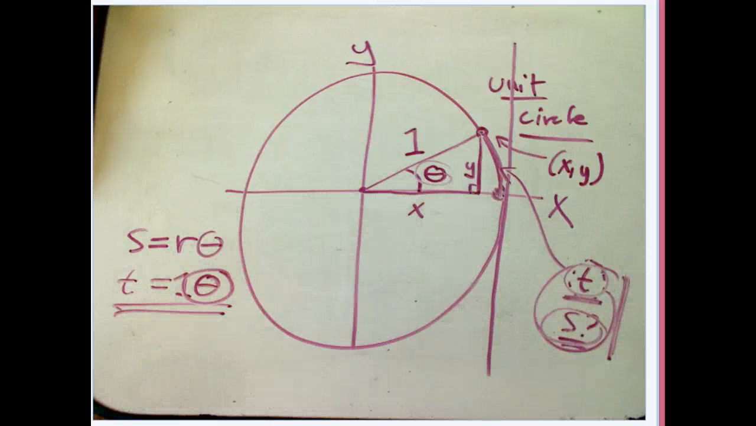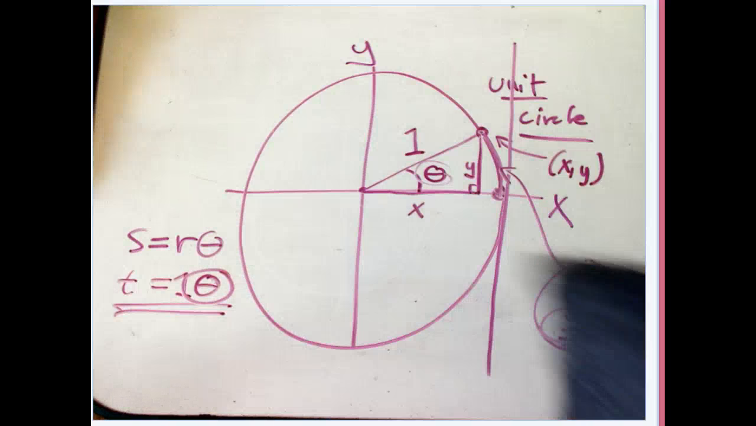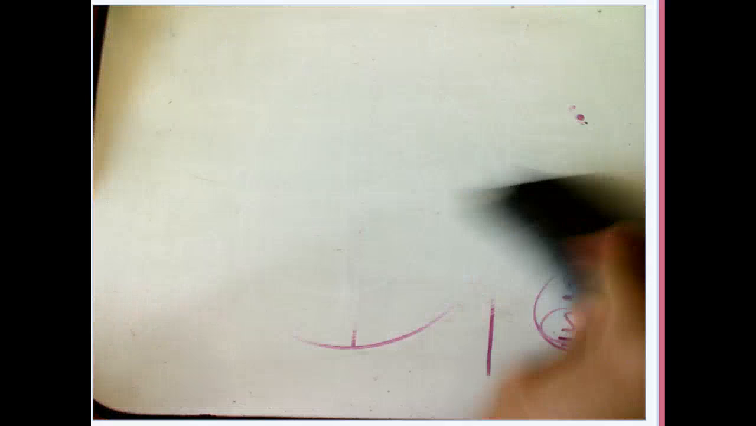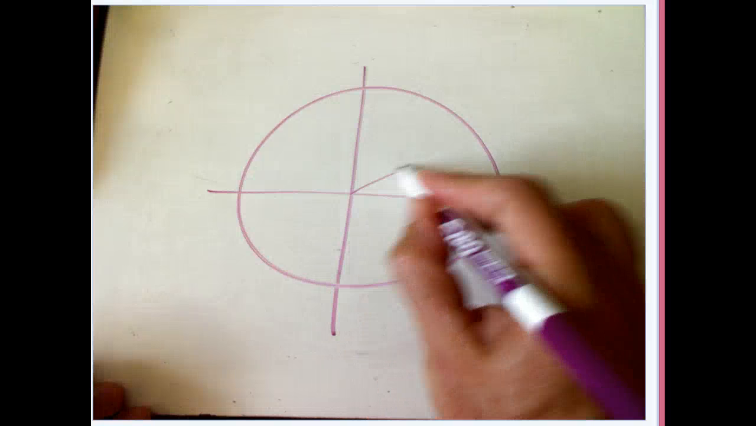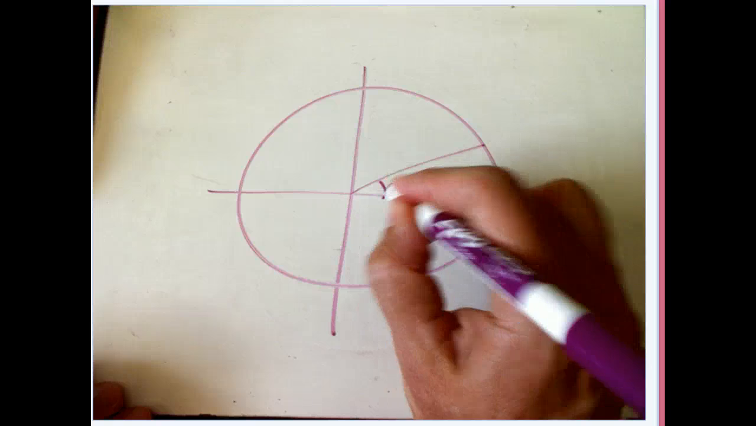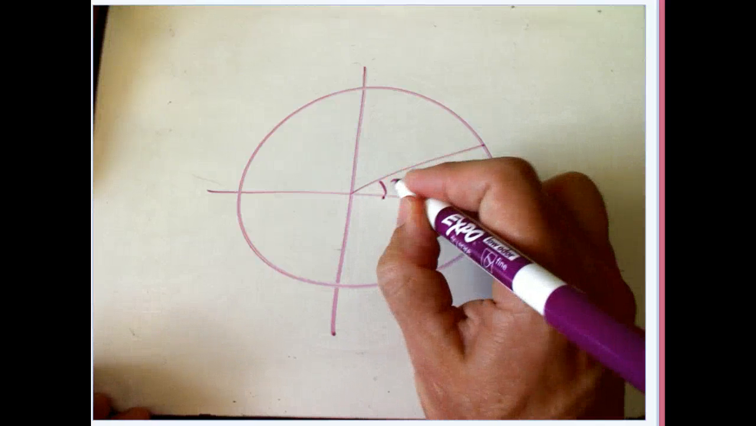Okay, so now let's actually figure out an example of this. It's getting a little cluttered. Okay, so suppose this angle were 30 degrees.